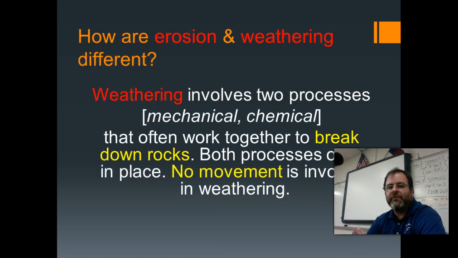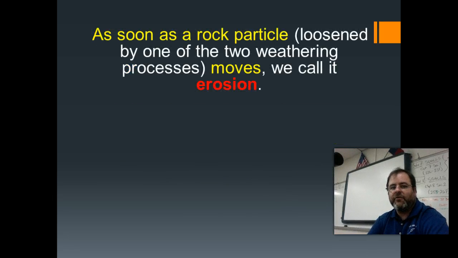So how is erosion and weathering different? We talked about erosion a little bit in class, but let's talk about how they're different. Weathering involves two processes, whether it's mechanical or chemical, that work together to break down the rock. The idea is that there's no movement in weathering. However, as soon as we're talking about the rock particle being loosened and moving away, so as soon as it moves, we call it erosion. All right, and that's the difference.